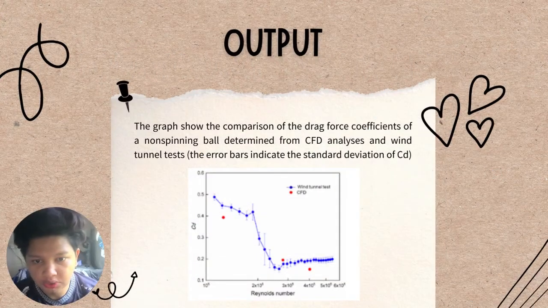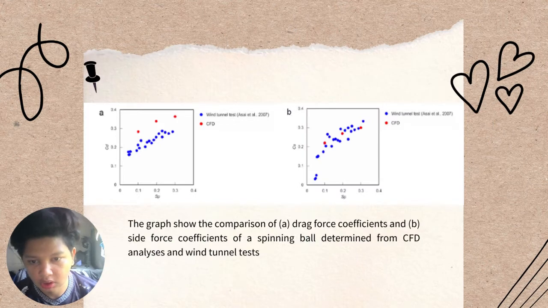For the output, the graph shows the comparison of the drag force coefficient of a non-spinning ball determined from CFD analysis and wind tunnel test. The error bars indicate the standard deviation of CD. The graph shows the comparison of A, drag force coefficient, and B, side force coefficient, of a spinning ball determined from CFD analysis and wind tunnel test.